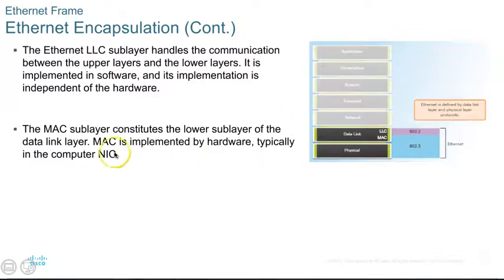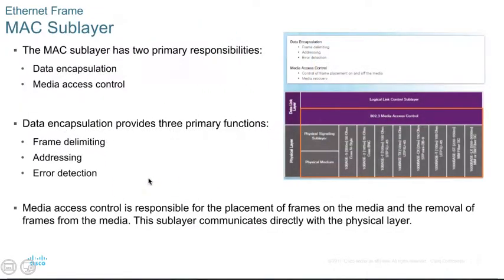Now, what is the role of the MAC address? The MAC address sublayer adds MAC addresses to the frame. And once it adds MAC addresses, it takes the frame and passes it down to the physical layer of the network interface.